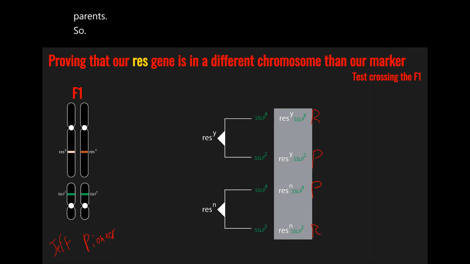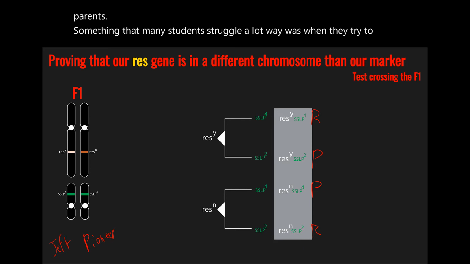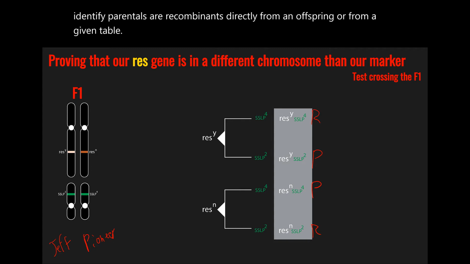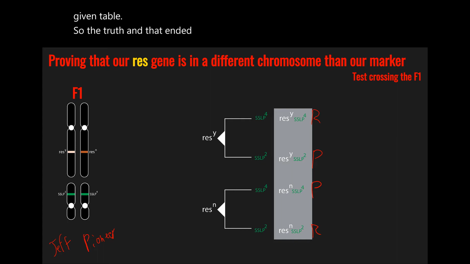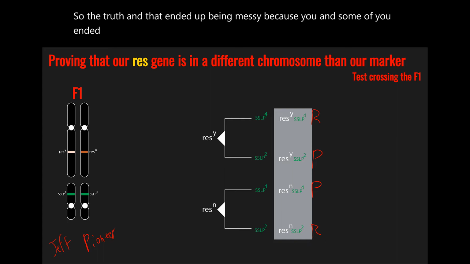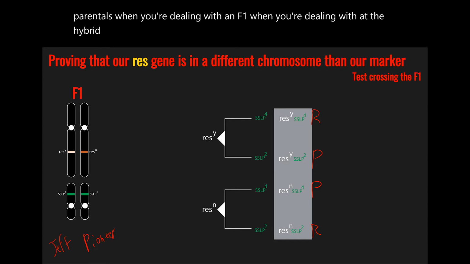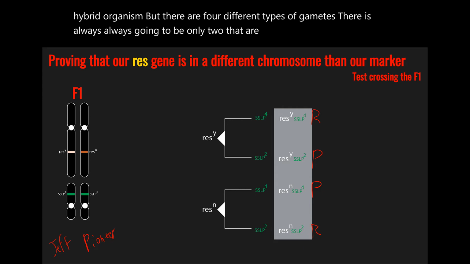Something that many students struggle a lot with was when they try to identify parentals and recombinants directly from an offspring or from a given table. That ended up being messy because some of you ended up calculating 3, 4, or even 6 different recombinants and only 2 parentals. When you're dealing with an F1, a dihybrid organism where there are 4 different types of gametes, there is always going to be only 2 that are parental and only 2 that are recombinant. Okay.